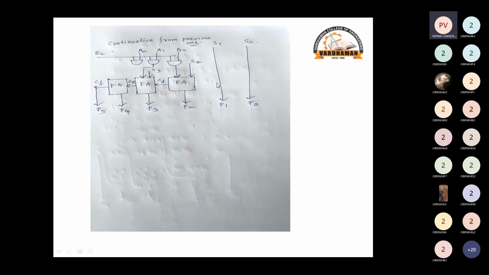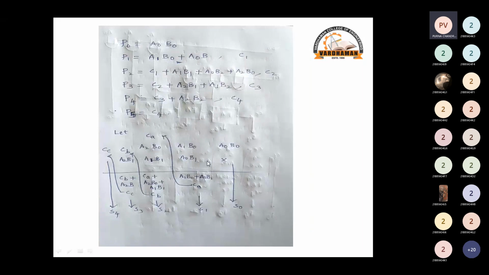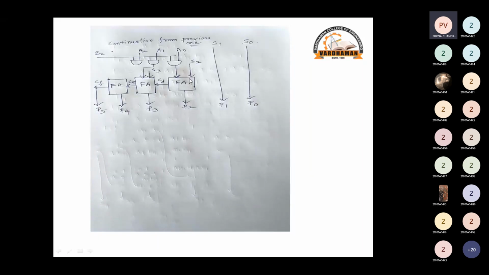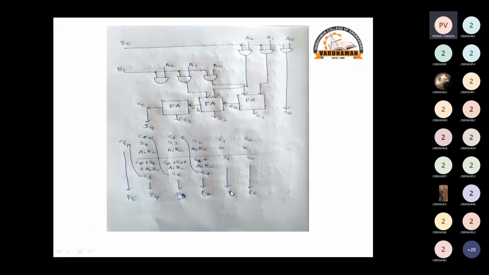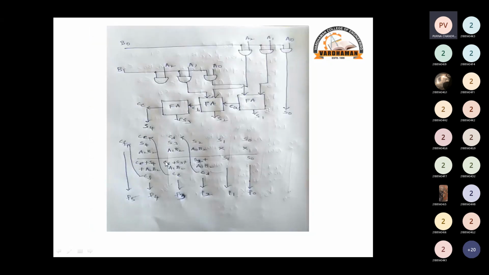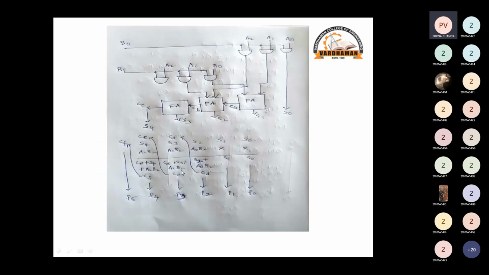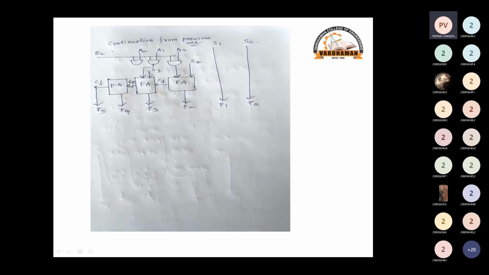S1 is not direct. For the next one, what are the inputs? S2 and A0 B2. One input is S2, the other input is A0 B2. What are the outputs here? P2 and CD. Sum output is P2, carry output is CD. For the next level, what are the inputs? CD, S3 and A1 B2. And what are the outputs? P3 and CE. Sum is P3, carry is CE.